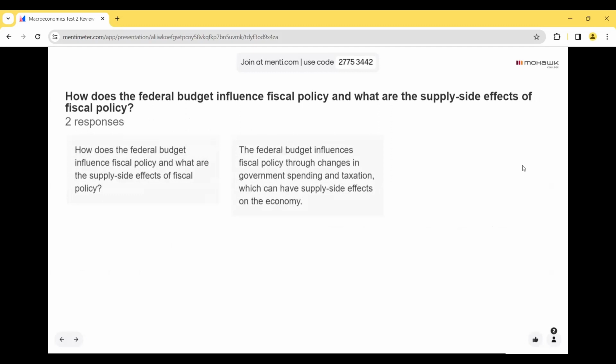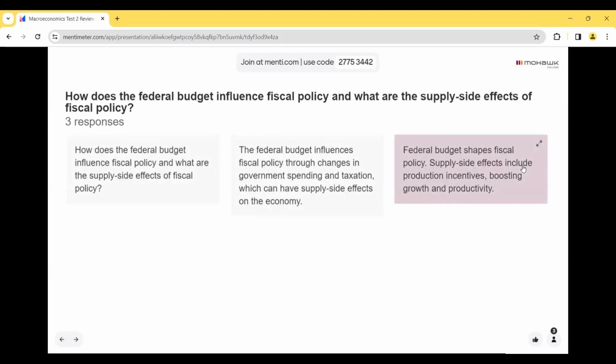The federal budget influences fiscal policy through changes in government spending and taxation, which can have supply side effects on the economy. The federal budget shapes fiscal policy. Supply side effects include production incentives, boosting growth and productivity.